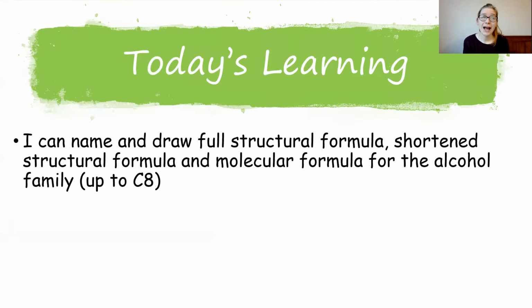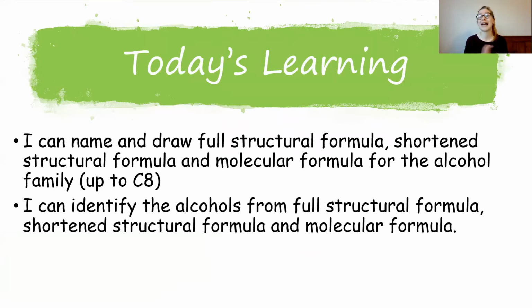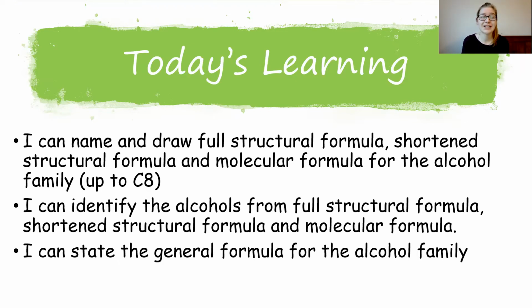Today's learning then: I can name and draw full structural formula, shortened structural formula, and molecular formula for the alcohol family, for all the alcohols up to 8 carbons in each molecule. If you were given the name of one, you could draw it. If you were given the shortened structural formula, you could say what the name is. You need to be able to identify that they are alcohols, and state the general formula for the alcohol family. We'll come back to those later to make sure we can do them confidently.